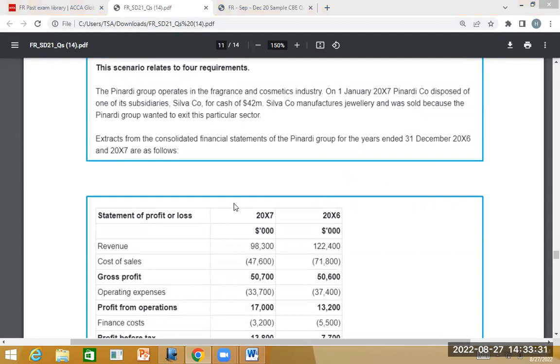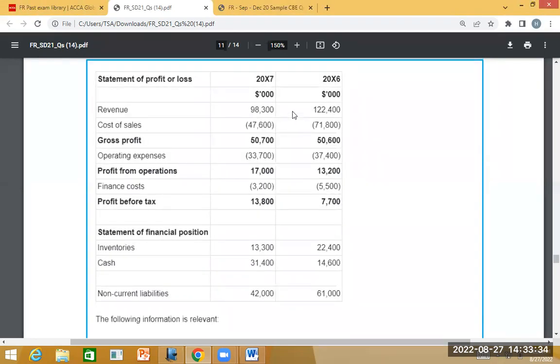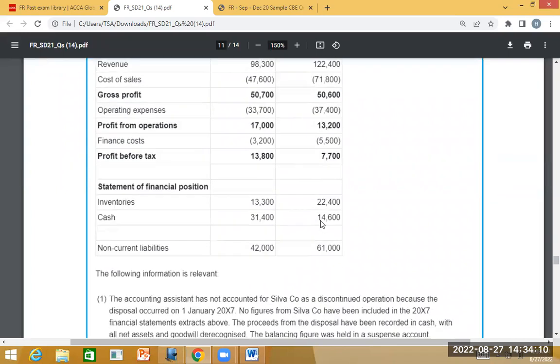Now, what about the results? As you can see, there is a decline in the revenue. So definitely, previously we had Silva company. Now in this year, we don't have the result of Silva. So definitely, the revenue will decline. But the profit increases as compared to the previous year. That tells us about the cost structure. So definitely, Silva could be a low profit making company. Operating expenses have declined, finance cost has reduced, but profit has almost doubled in value. Inventory has reduced, cash balance has increased, and non-current liability has reduced over the period.